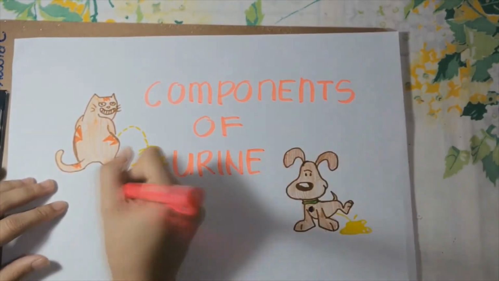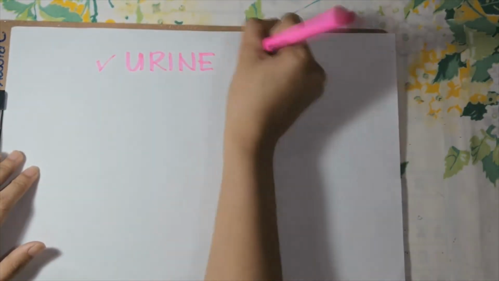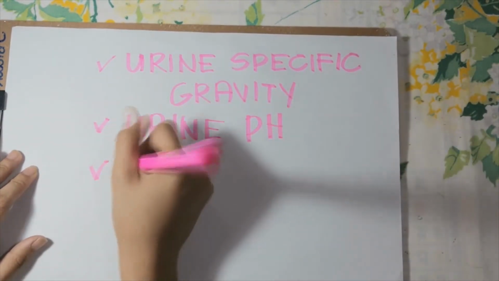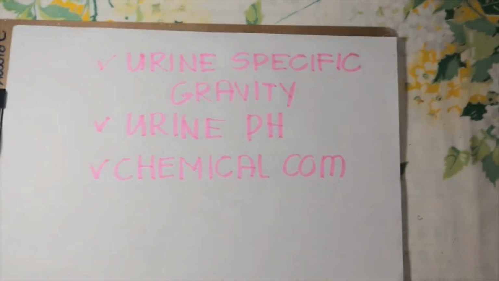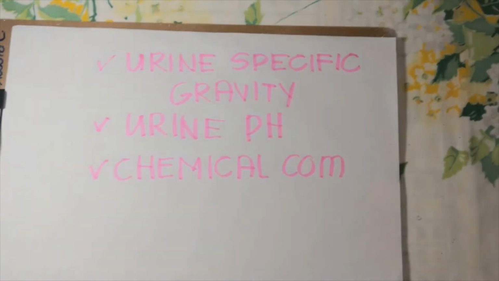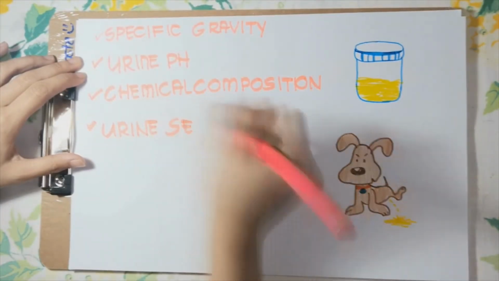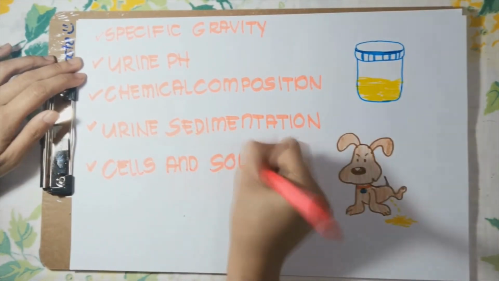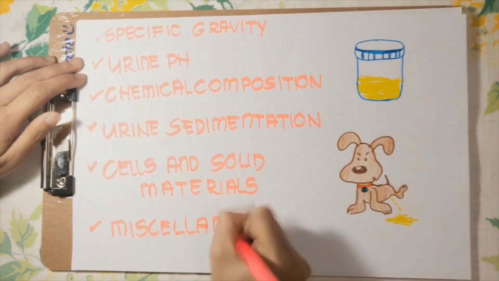The components of urine analysis include urine-specific gravity, urine pH, chemical composition, which includes proteinuria, ketonuria, glucosuria, and bilirubinuria. Next is urine sedimentation, cells and solid materials, and lastly, miscellaneous.